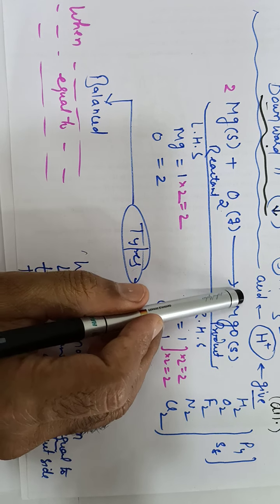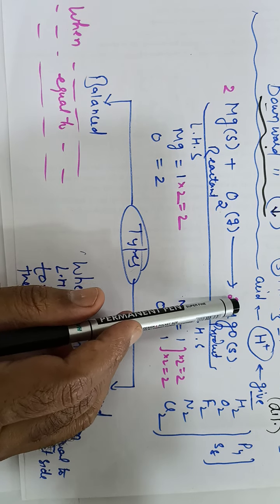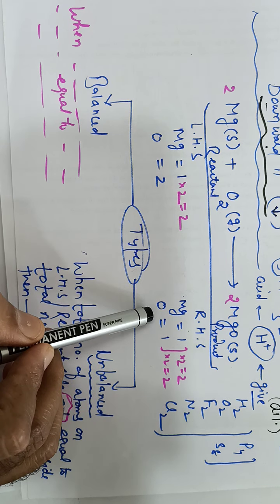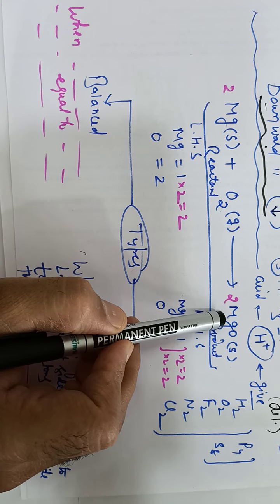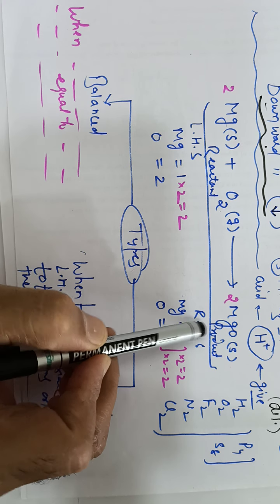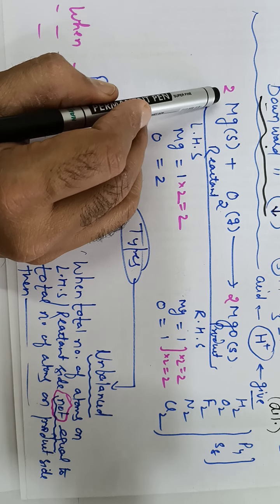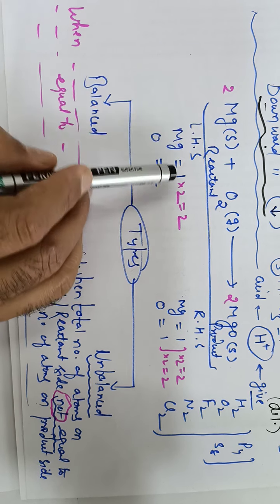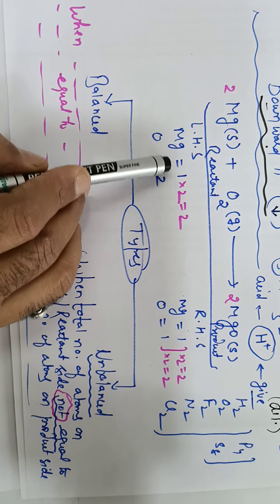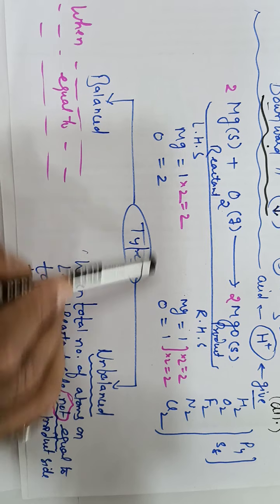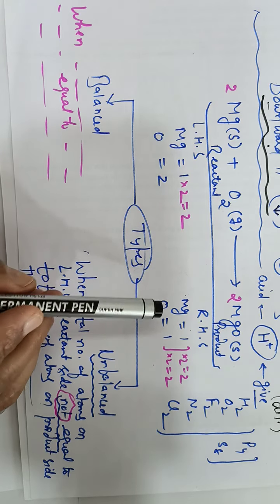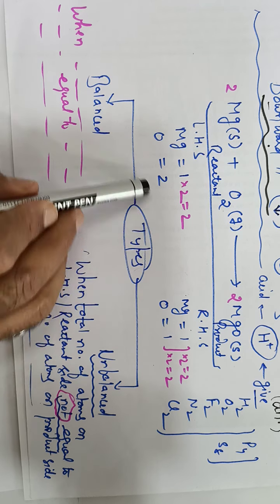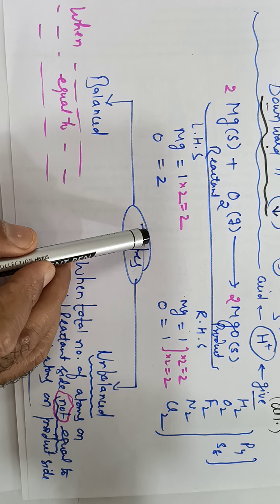So magnesium oxide is multiplied by 2 to balance the oxygen. But now magnesium is also 2 on product side. We will write also 2 in front of magnesium to balance this. Now in both sides the magnesium 2, oxygen 2. Now the total atoms are equal. It is called the balanced chemical equation. जब दोनों साइड पर एटम इक्वल होते हैं उसे हम बैलेंस केमिकल इक्वेशन कहते हैं.